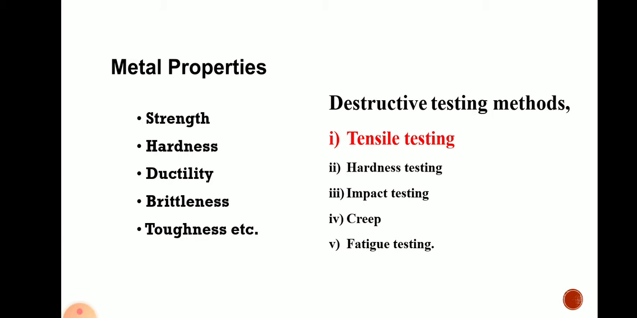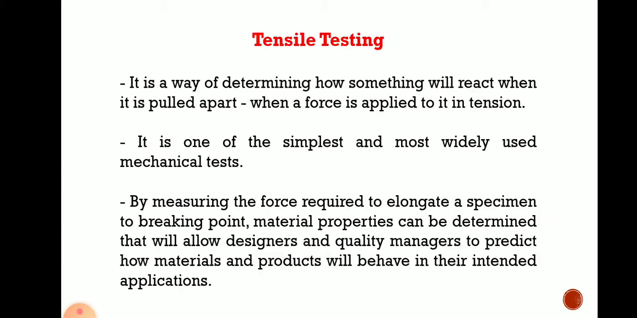After testing the material, we can find the properties of the metal such as strength, hardness, ductility, brittleness, toughness, etc. So by using destructive testing methods we can find all these properties such as tensile strength, hardness, impact strength. We can find out the creep, we can find out fatigue, we can find out the brittleness, we can find out the toughness also. So for finding these properties we need to do destructive testing methods, and from that today we will see the first method, that is the tensile testing method.